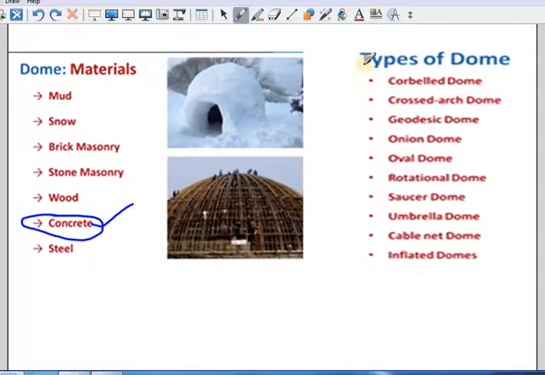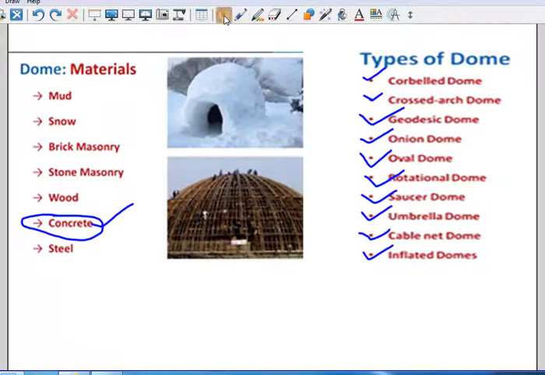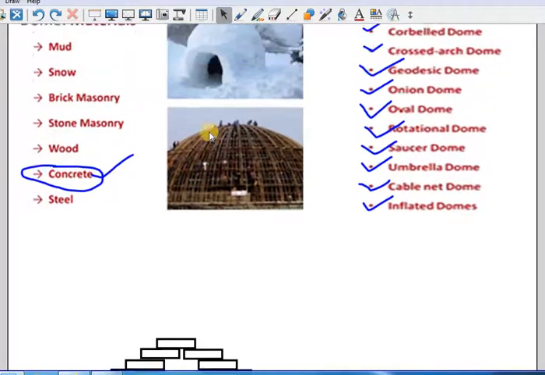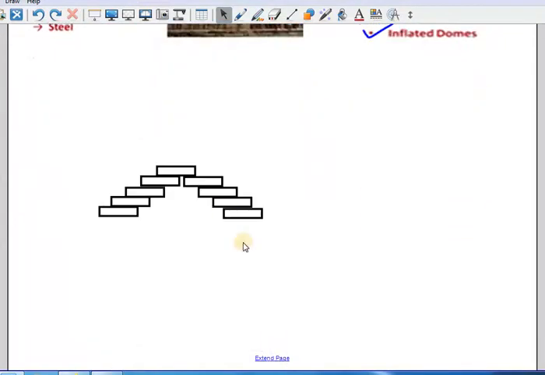Okay, these are the main different types of domes from an architectural and aesthetic point of view: corbel dome, cross arch dome, geodesic dome, onion dome, oval, rotational dome, saucer type, umbrella type, cable and net, and inflated domes. I will just show you some figures so that you will get an idea. These corbel domes are mainly made of bricks, with each brick having a small projection like this, so that at last it forms a dome.